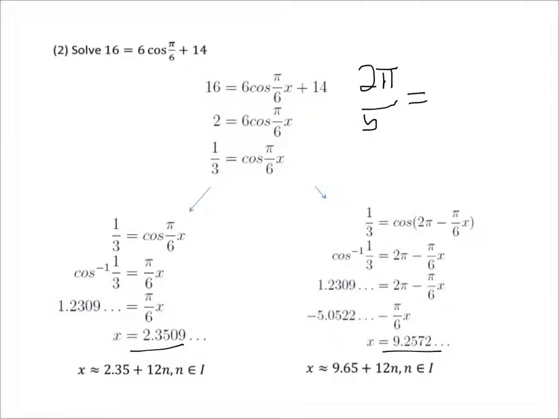We also know that we would have a period normally of 2 pi over our b value. In this case, we have a b value of pi over 6. And when we divide that, we get 12 as the period. So instead of 360 degrees or 2 pi, we'll be adding on 12n, where n is an integer, at the end for a general solution.